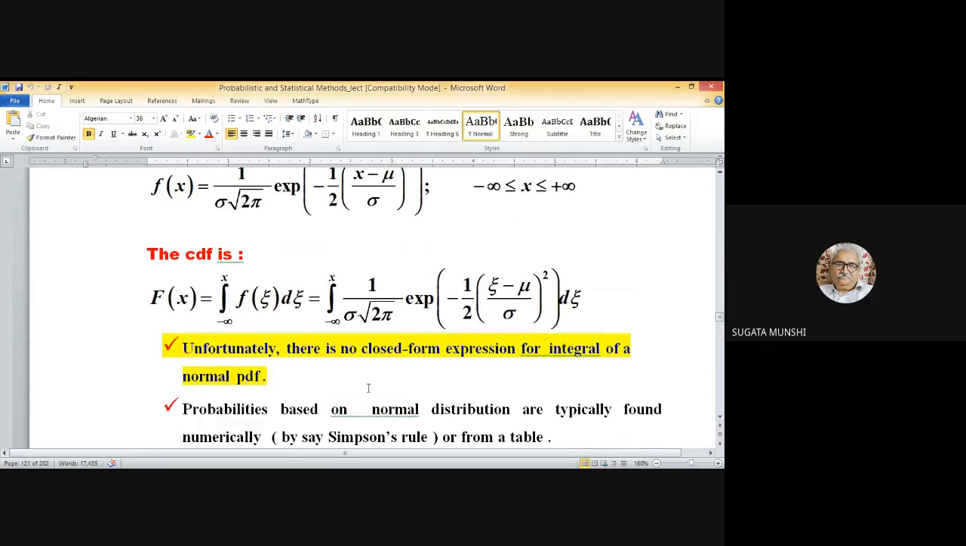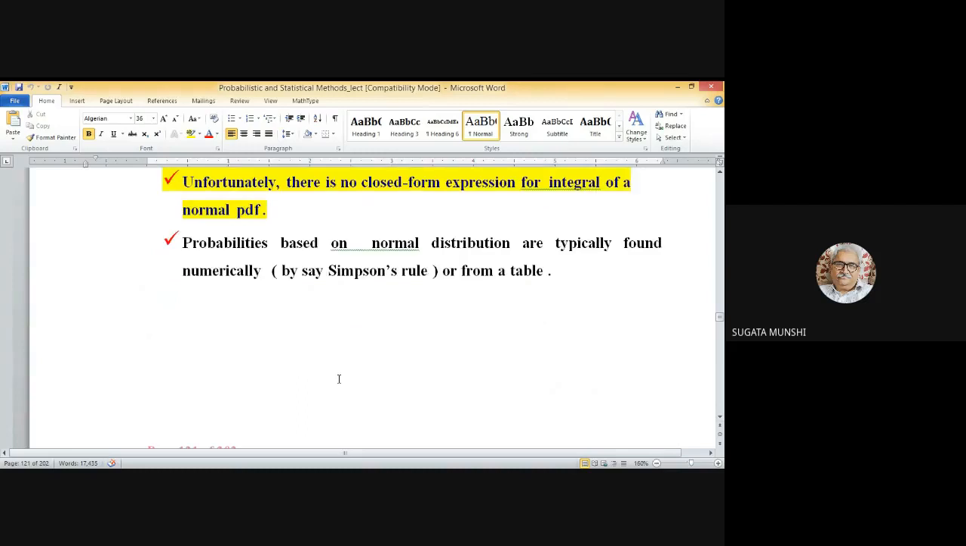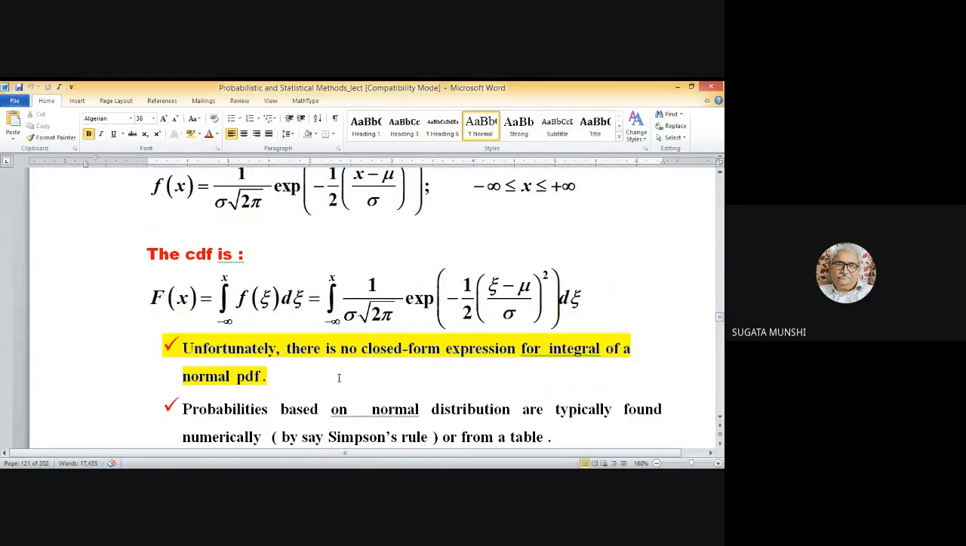What you can do, based on the different values of small x, is carry out numerical integration of this expression, as for example by Simpson's rule, or you may find it from some table. Obviously, if some tables are available, those tables have been made based on numerical integration. But if it is available in the form of a table, then this task of numerical integration is not there. The task is eased to a certain extent.